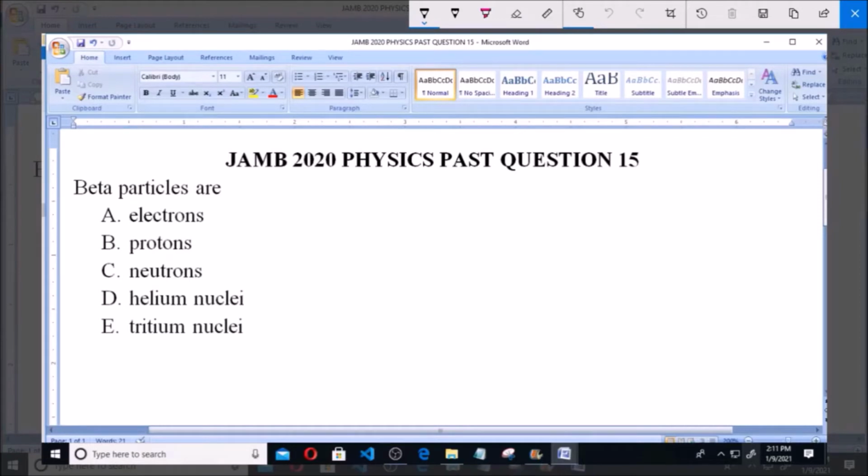I'll be answering Jamb 2020 Physics Past Question 15. Beta particles are A, electrons, B, protons, C, neutrons, D, helium nuclei, and E, tritium nuclei.